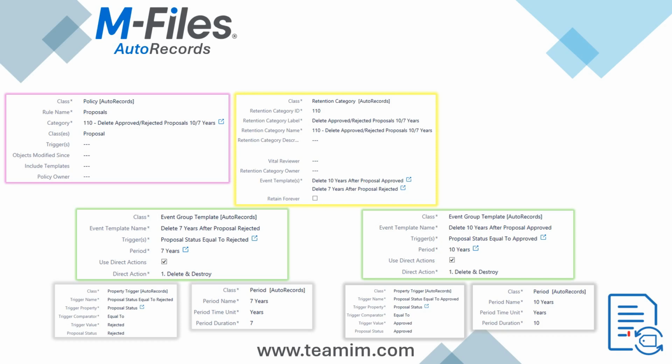The 2 property triggers are used to allow AutoRecords to respond to status changes on the proposal and schedule retention appropriately. We also created 2 retention periods so we can keep rejected proposals 7 years and approved proposals 10 years. These retention periods will also likely be used by other event group templates in the future. As we move forward defining our file plan, the reuse of triggers, time periods, event group templates, and retention categories will make configuring our file plan quick and easy.